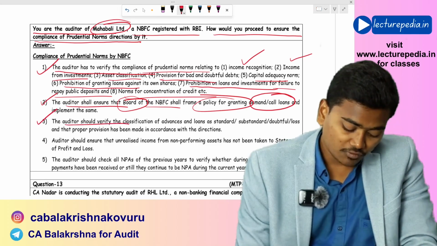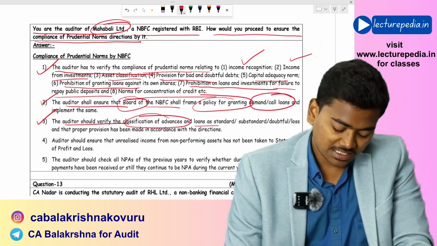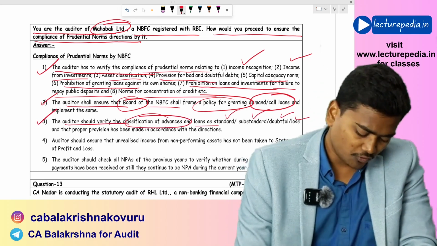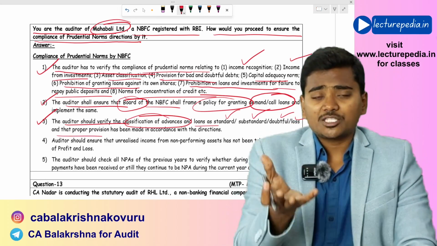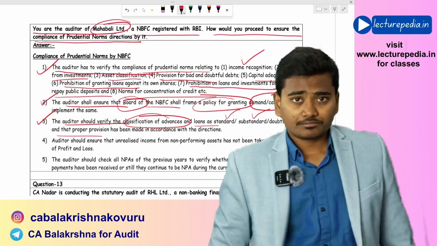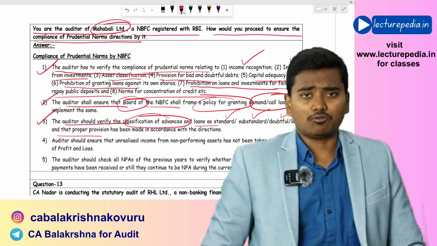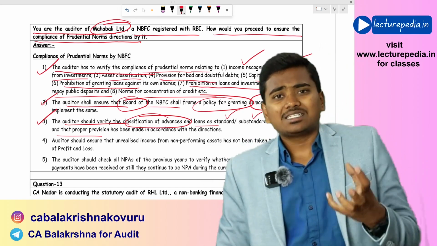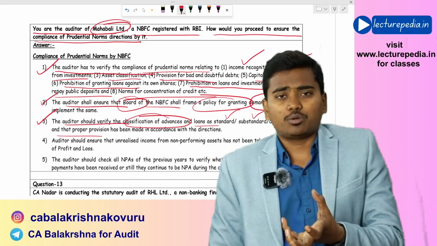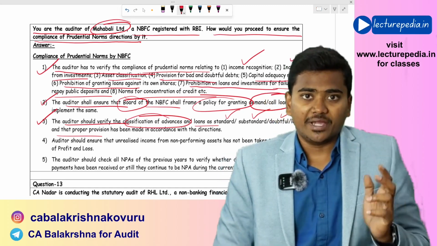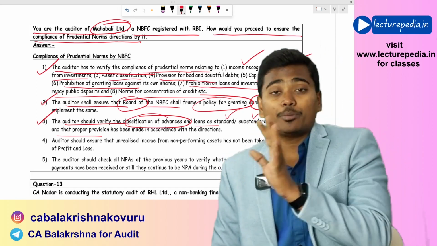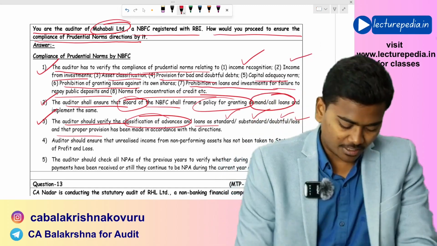Next, the auditor should verify the classification of advances and loans as standard, substandard, doubtful, loss, and proper provision should be made for these respective loans or advances. Based on each criteria, a particular percentage of provision is required. That much amount of provision has to be made. Whether the provision has been properly calculated or not, that has to be verified by the auditor.